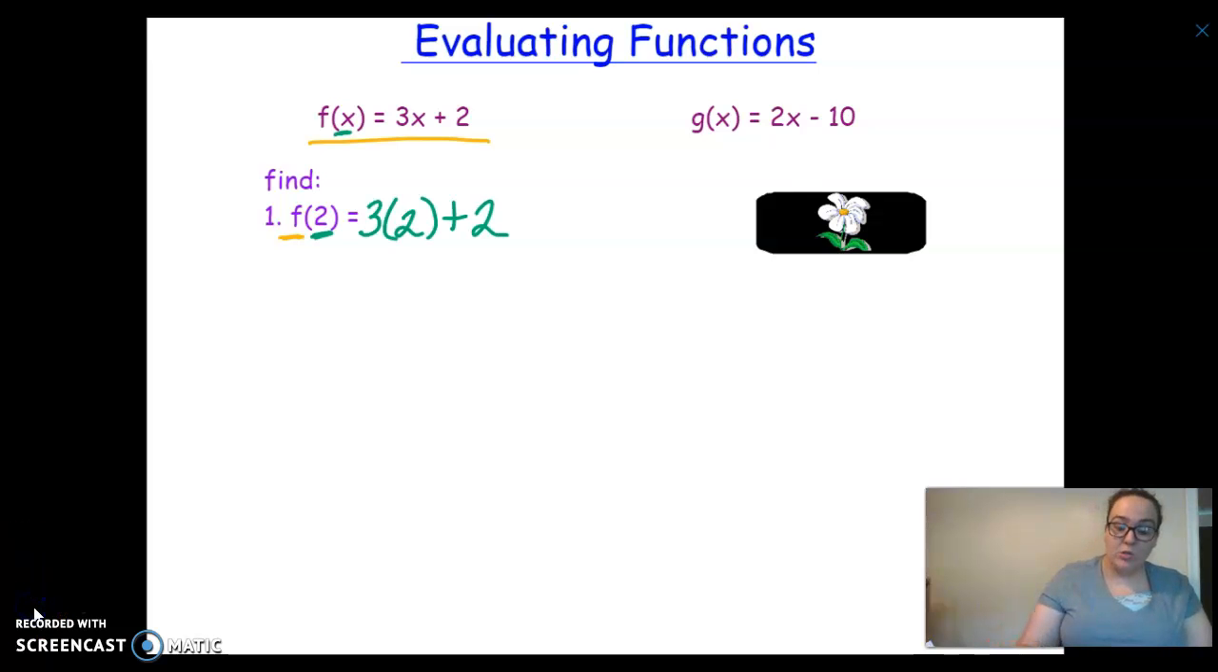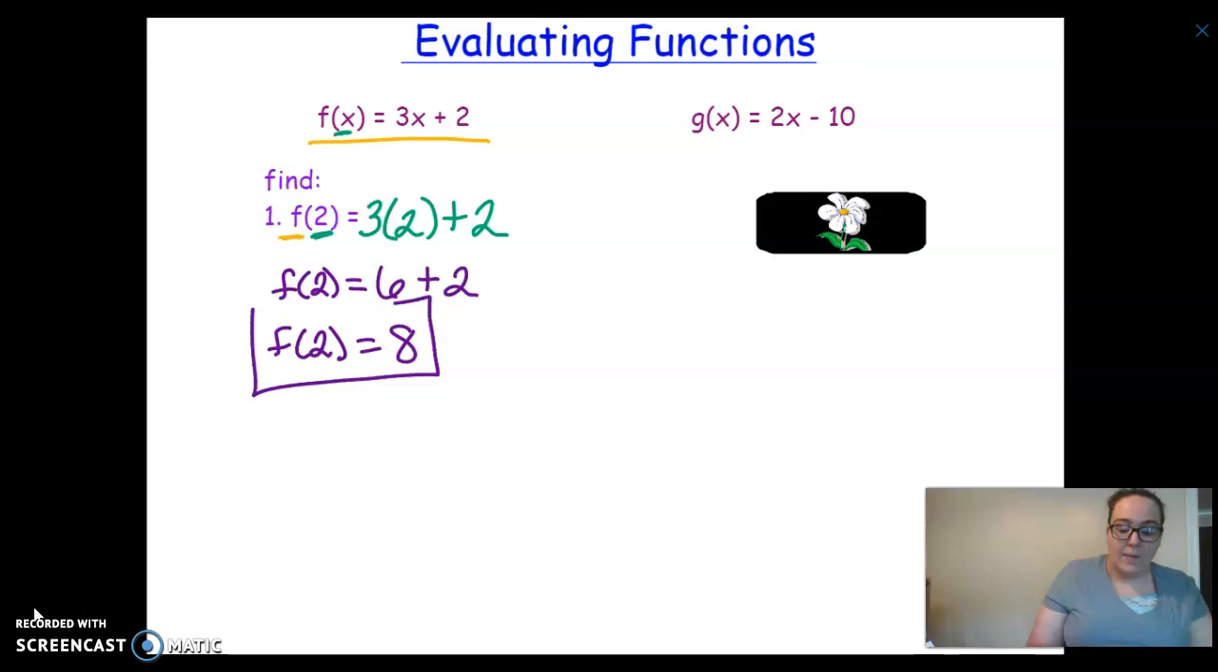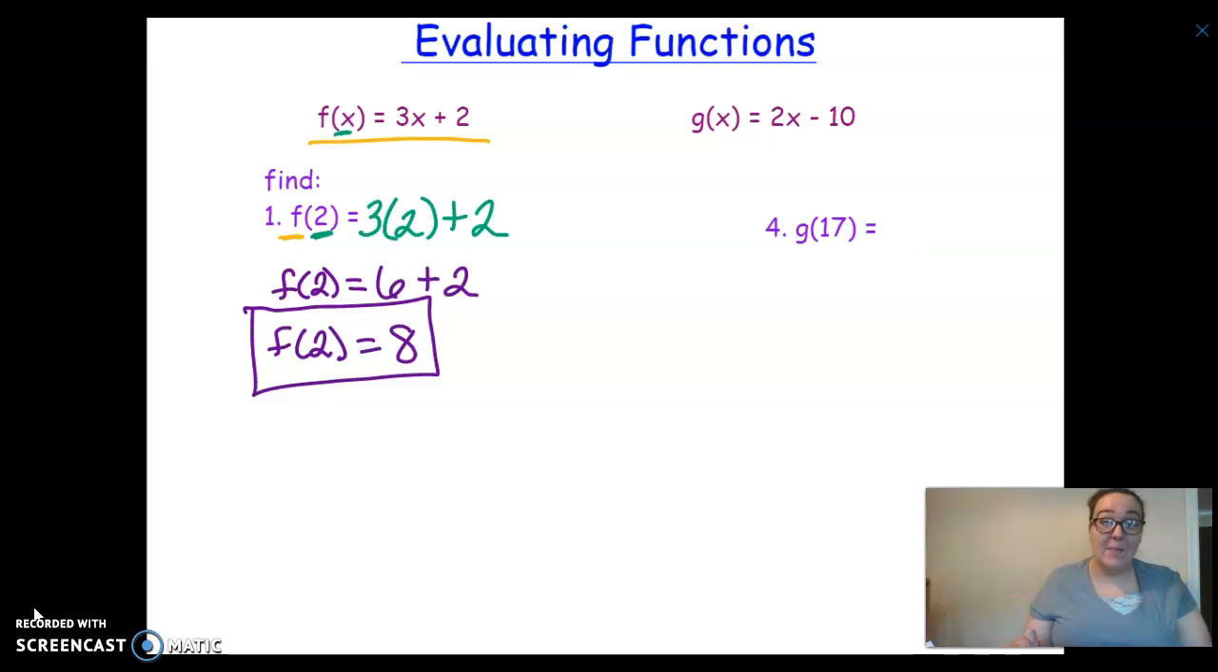After you input 2 everywhere x is, you're just going to simplify. So f of 2 equals, well, 3 times 2 is 6, plus 2. And then f of 2 equals 8. This is my answer. I am not solving for f. I'm evaluating f of 2, not solving. So that stays as my answer. I want you to try the same thing, but notice that it says I'm using the g function this time. So I want you to pause and try the same thing.